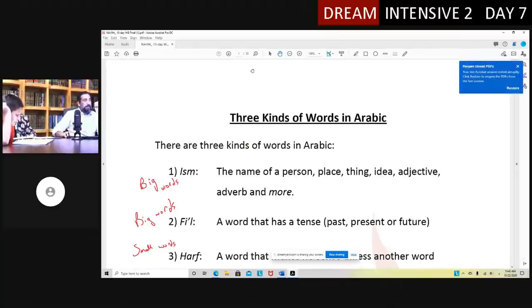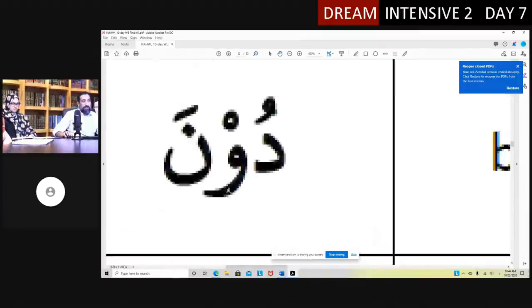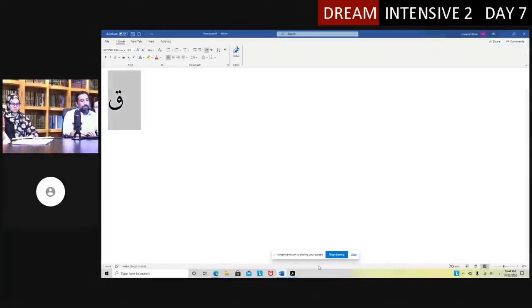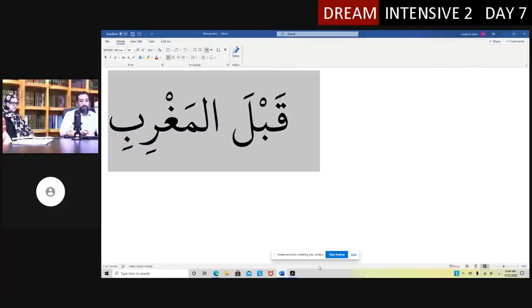Okay. Now, special mudafs are special for lots of reasons, and one of them is they always want to be mudaf. Which means they always want a mudaf ilayh. So let's look at the words qabl and ba'd. Qabl al-maghribi. So qabla would be the mudaf and maghribi would be the mudaf ilayh. Qabla maghribi means before maghrib.